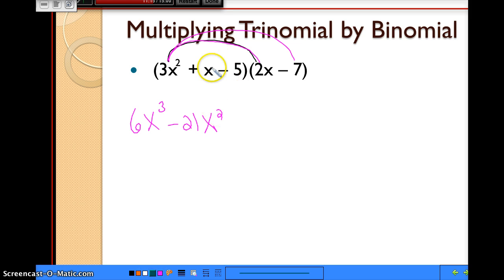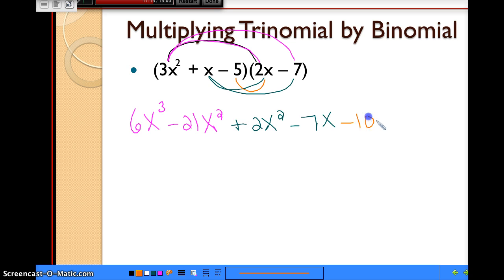Now I'm going to go ahead and multiply my x. x times 2x is 2x squared. And then x times negative 7 is negative 7x. So I took care of my first term, my second term, now I'm going to go to my third term. Negative 5 times 2x is negative 10x, and negative 5 times negative 7 is positive 35.